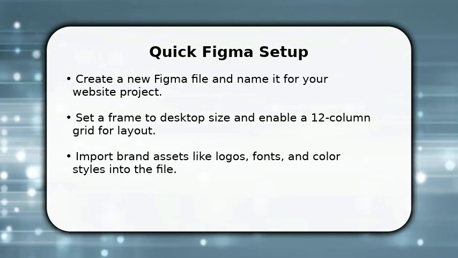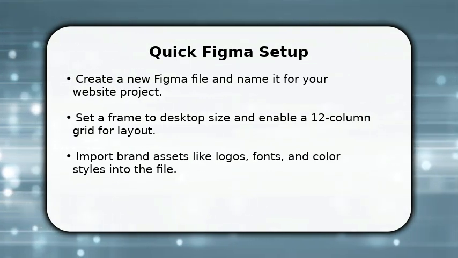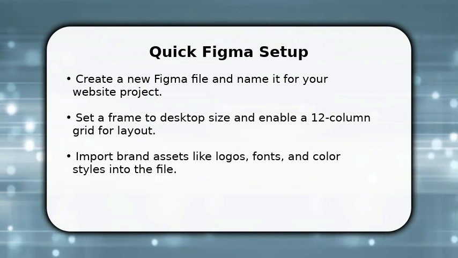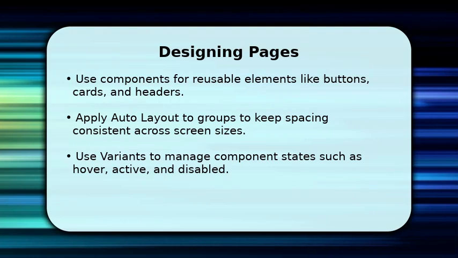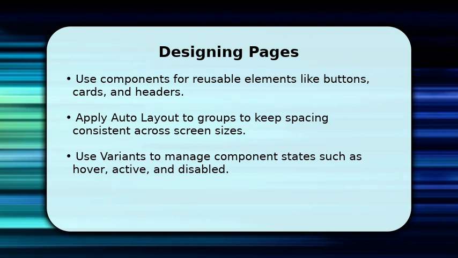Start building a simple header with navigation, hero image, and call to action so you have a clear structure to iterate on quickly. Begin by converting common elements into components so edits flow everywhere instantly. Use auto layout to maintain consistent spacing, and create variants for button and card states to simplify interactions.